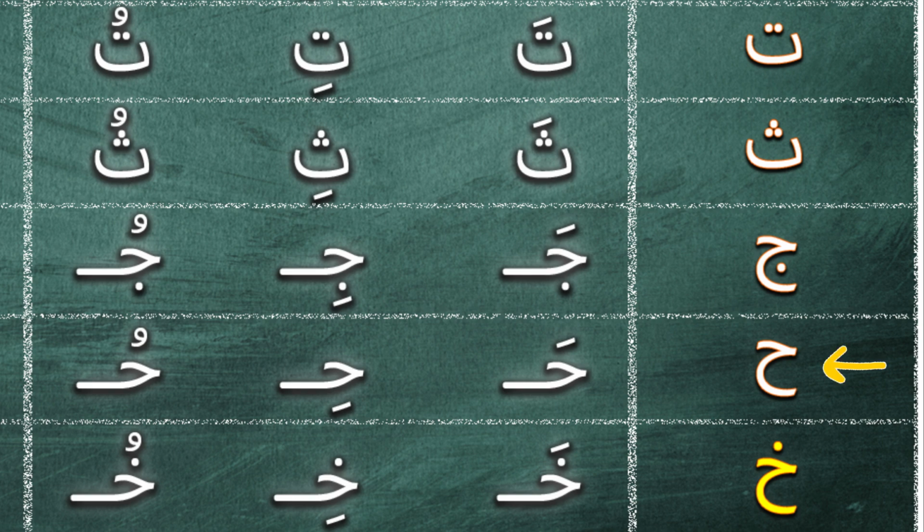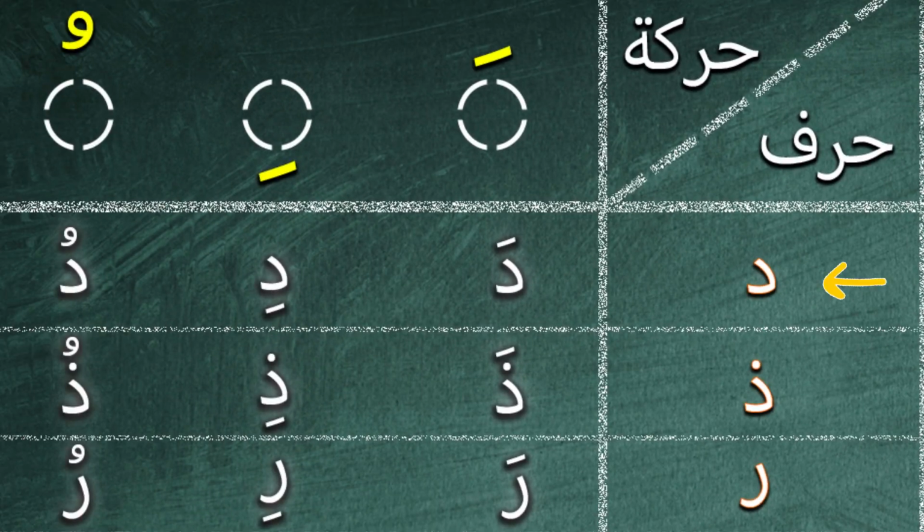Now let's continue from the next letter, which is Ha letter. Ha, hi, hu. Kha letter. Kha, khi, khu. Dal letter. Da, di, du. Remember, don't say daa, dee, doo. It's wrong. Instead say da, di, du. As we said, they are short vowels, not long vowels. Again, da, di, du.